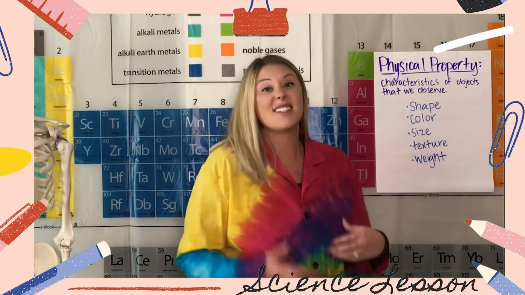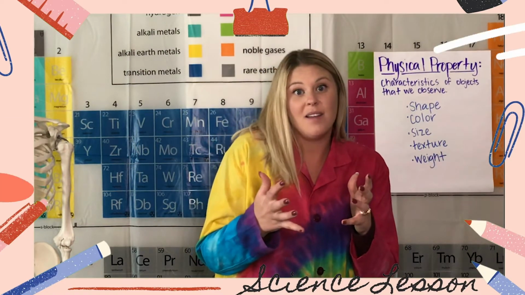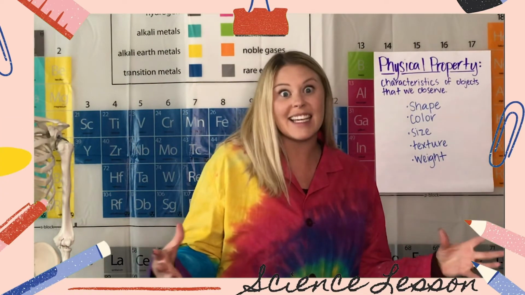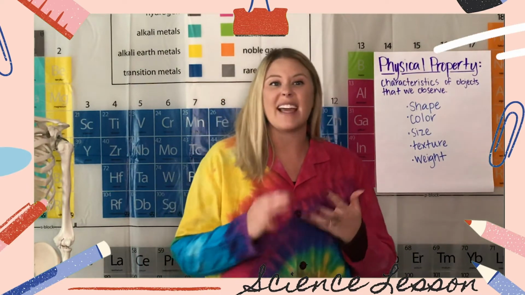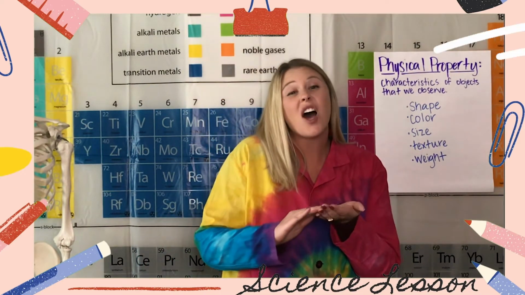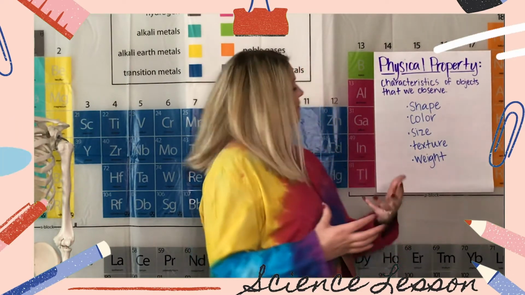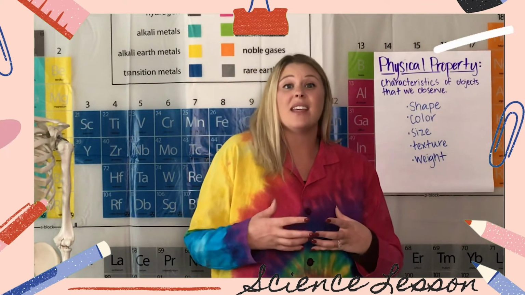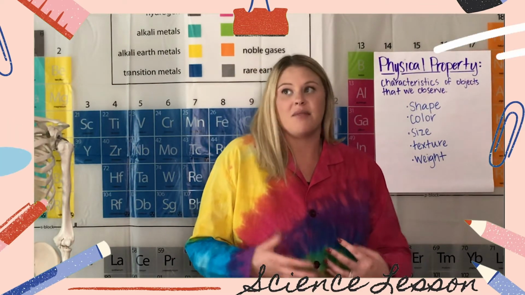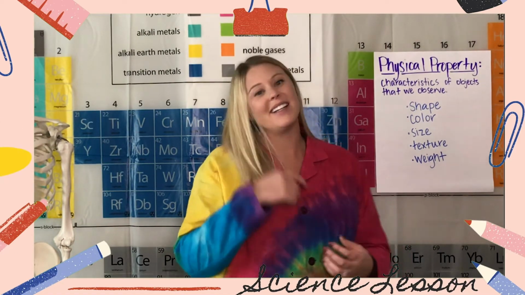We can talk about the size. Is it big? Is it small? Is it tiny? Is it gigantic? We can talk about the texture. So what does it feel like? Is it rough? Is it soft? Is it hard? Those are textures. And we can describe the weight. Is it really heavy? Is it really light? Is it 5 pounds? Is it 2 pounds? So we can describe how heavy or light it is.